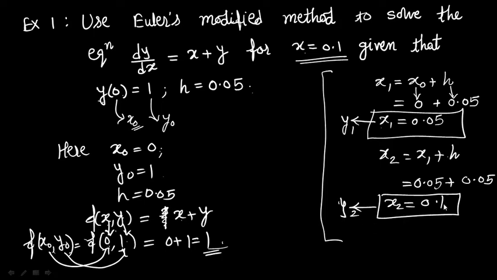In this way, we find two iterations here. After the first iteration, we get the y1 value. After the second iteration, we get the y2 value. Now, here x naught is 0, y naught is 1 and h is equal to this.